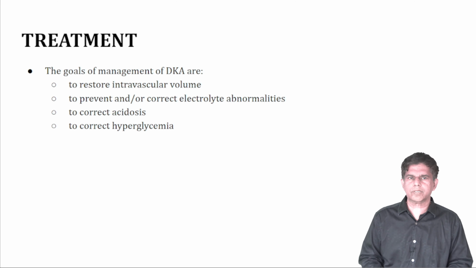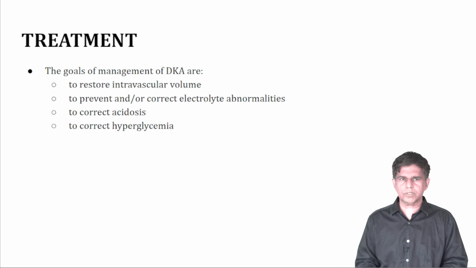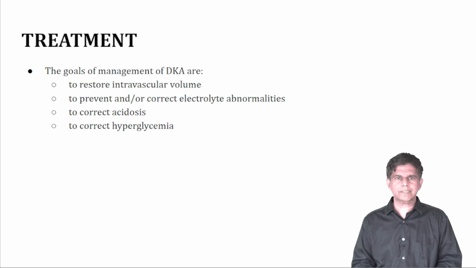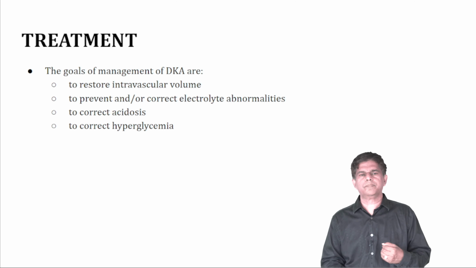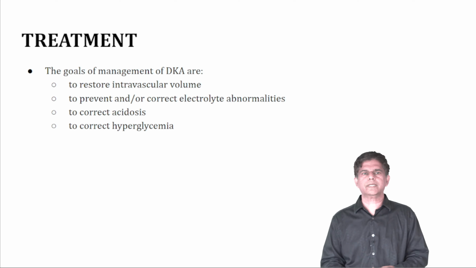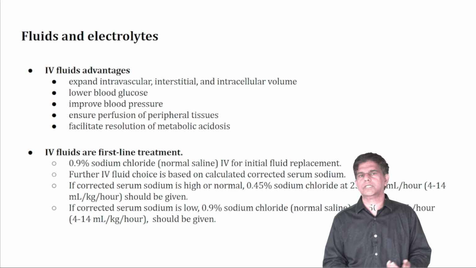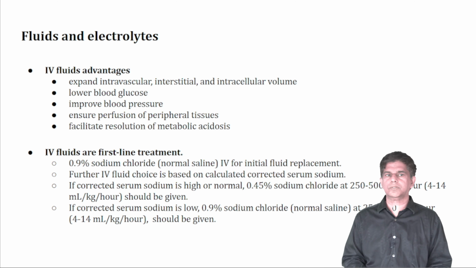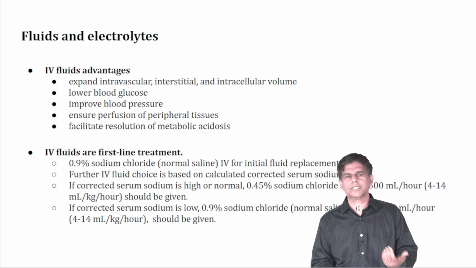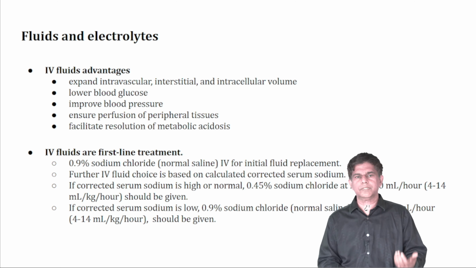So what are the treatment goals? Always number one, restore intravascular volume, correct electrolytes, correct acidosis, and correct hyperglycemia. Those are the major goals of treating DKA. So IV fluids expand the intravascular, interstitial, and intracellular volume, lower blood glucose, improve blood pressure, ensure perfusion of the peripheral tissues, and facilitate resolution of the metabolic acidosis. So IV fluids are the first line treatment.